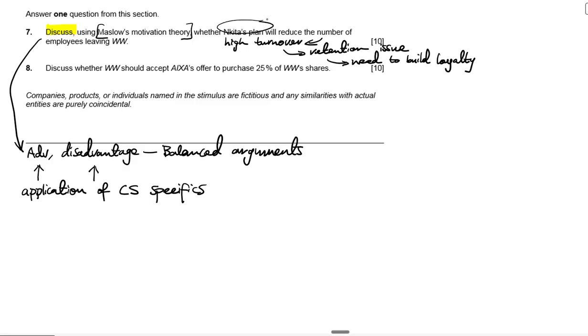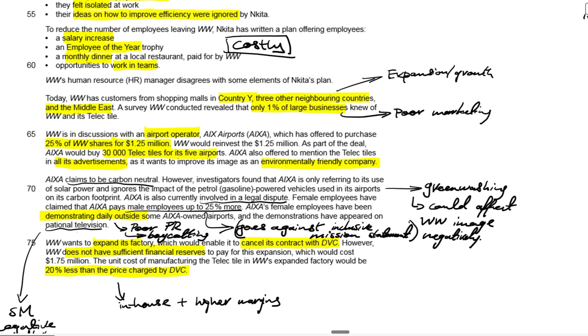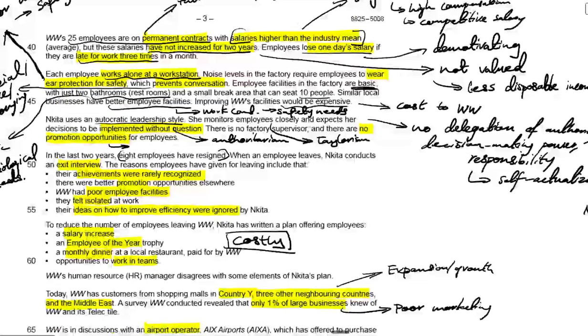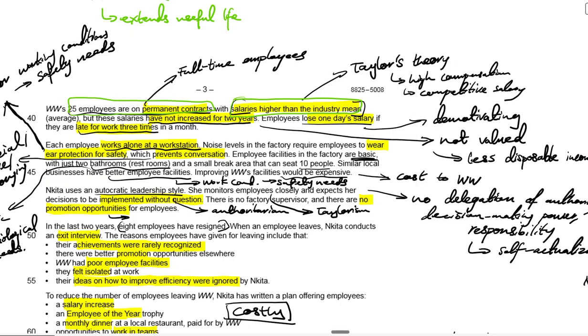So for the specific plan, what we will be looking at is mostly page 2, right? 25 employees on permanent contracts. Maybe I'll do this. That's important. Salary is higher than the industry mean. Now we also have to look at the limitations of the case study. So let's do this in red. Limitation. L. How much is it higher? It could be higher by 1%, 0.5%, $2, right? How much higher? That's a question we can ask in our discussion.